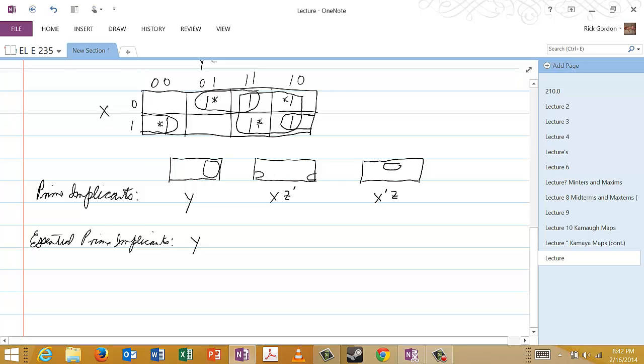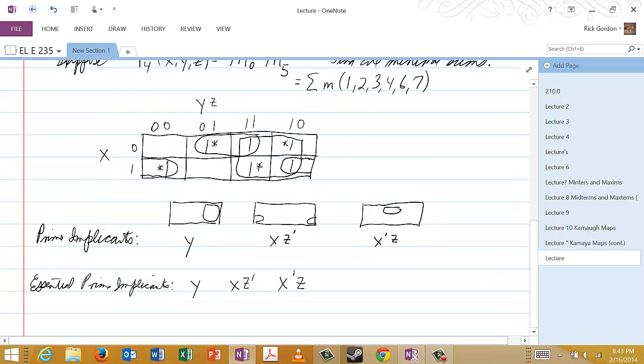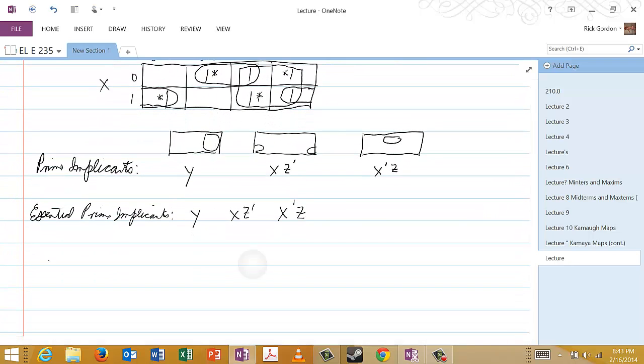XZ prime, although this one is not essential, this one is. So XZ prime is essential. And finally, X prime Z has this essential 1 cell. So, as has been the case in all of our examples so far, every prime implicant is an essential prime implicant.